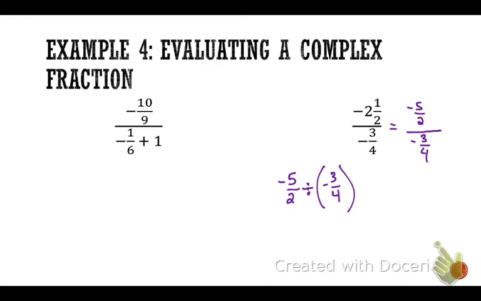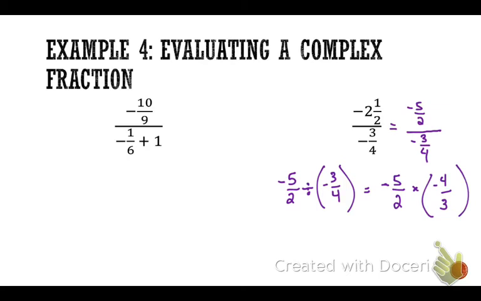Am I ready to cross reduce? No. What do I need to do now? 3 letters? KFC. Go ahead and do your KFC and come up with your answer. I'm going to walk around and check on you guys. Okay, so keep flip change. Okay, so -5/2 times -4/3. All right, is there anything to cross reduce?